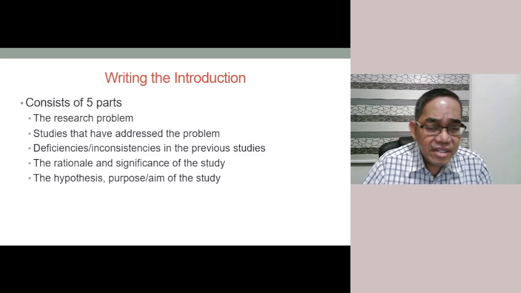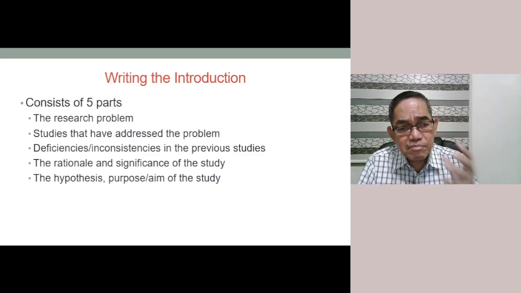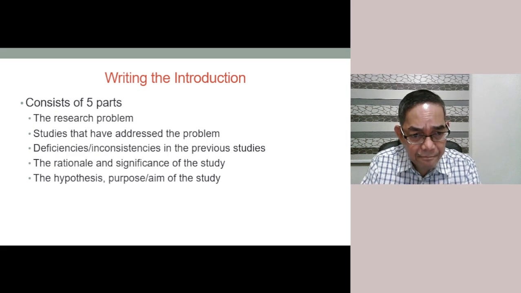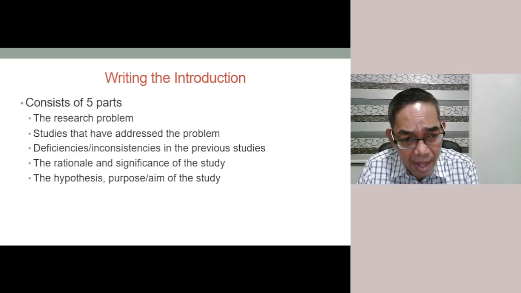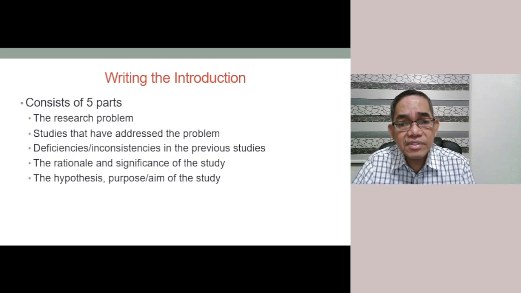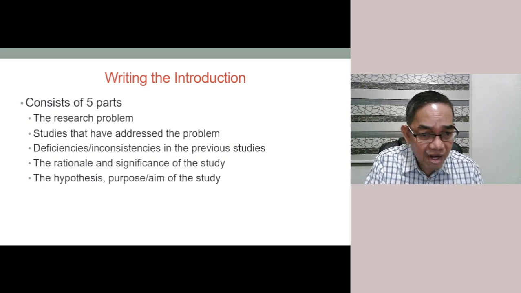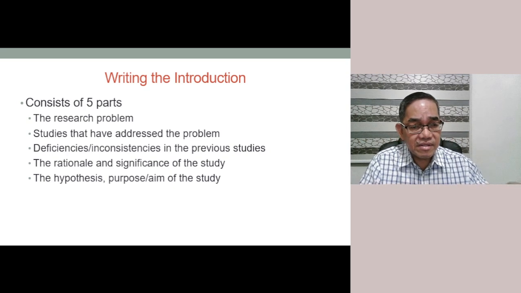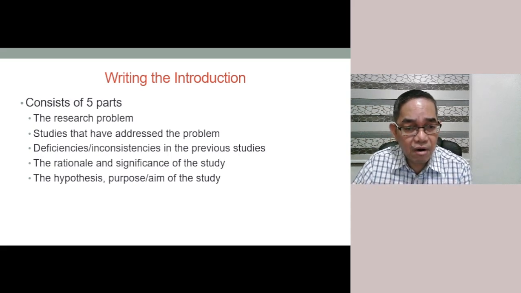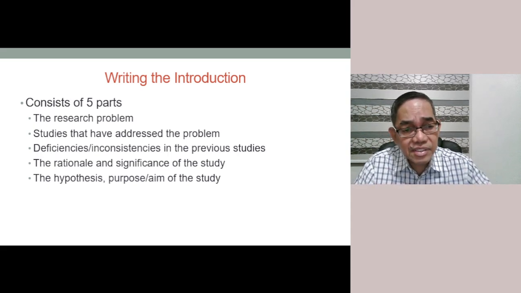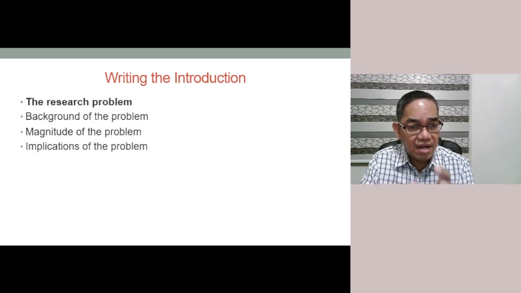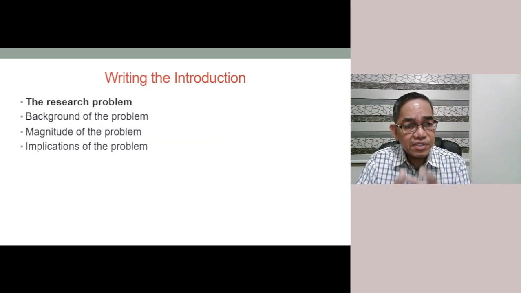Okay, and the introduction consists mainly of 5 parts. The research problem, the studies that have addressed the problem, the deficiencies and inconsistencies in the previous studies, the rationale and the significance of the study, and then the hypothesis, the purpose or aim of the study. We'll discuss each of these 5 parts now. Okay, first, the research problem.